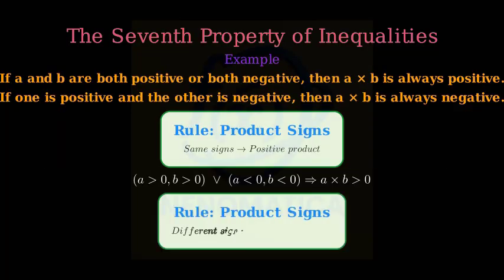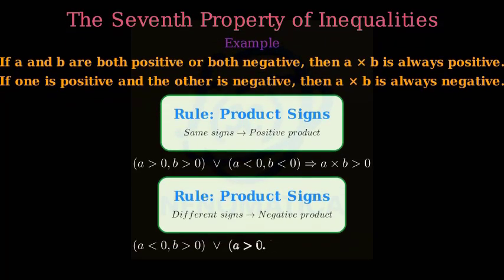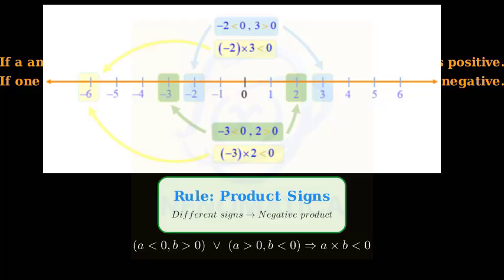For the second part, if one variable is positive and the other is negative, their product is negative. We can write this as for a less than 0 and b greater than 0, or a greater than 0 and b less than 0. This implies that a times b is less than 0.